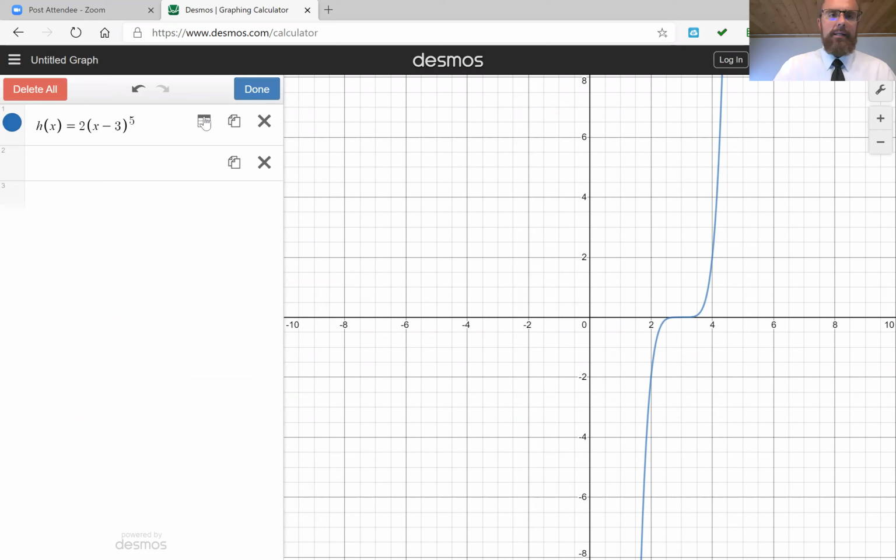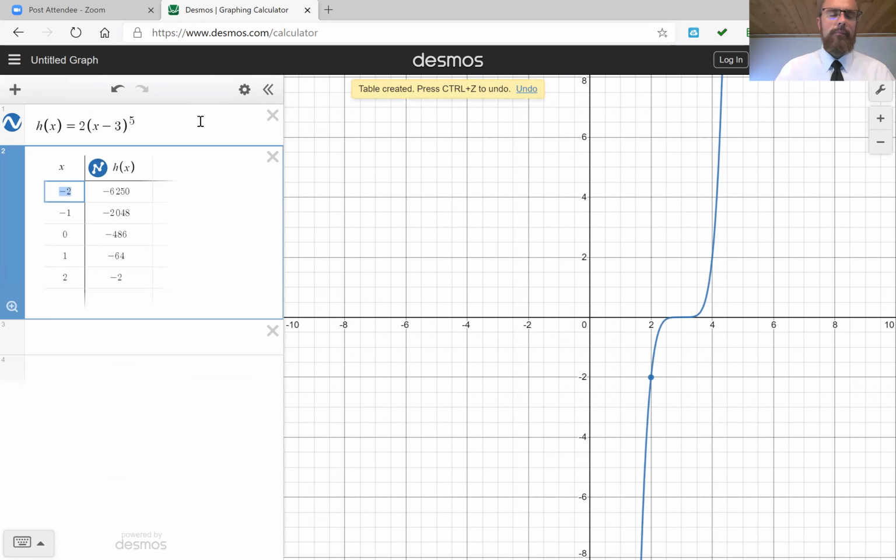And I'm going to create a table for that function. So what we see is that starting with -2, the value is incredibly far down off the graph, very much down in quadrant 3, sorry. So I'm going to record at -2 is -6,250. -1's similarly very low, -2,048, 0, -486, 1, -64. Currently, the only graphable point is -2, 2. So I want to include some other values that I can actually graph. So I'm just going to highlight 2 and click enter.